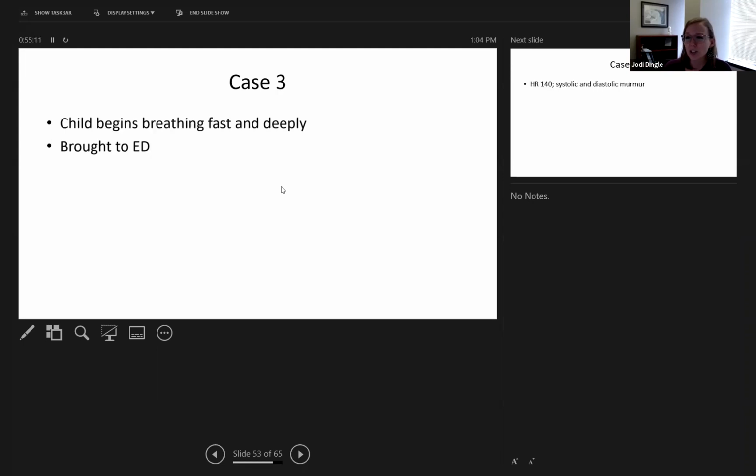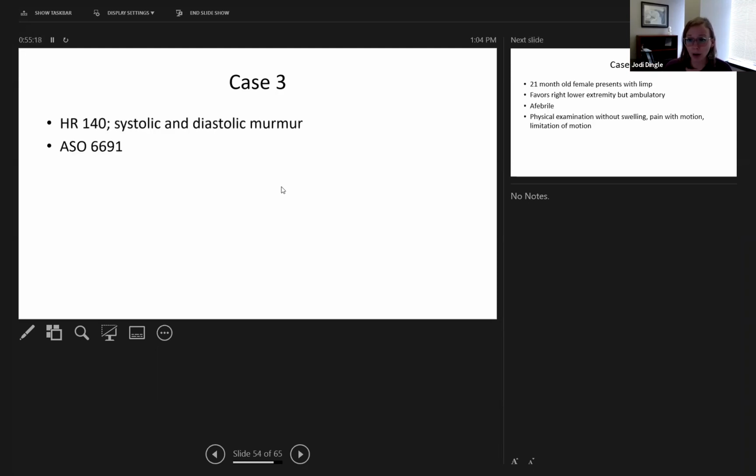So lo and behold, she starts breathing fast and her parents are worried about it. So they take her to the ER, where she's tachycardic and has a significant murmur. And her ASO is through the roof, so sky high. So this is a case of acute rheumatic fever with cardiac involvement. So it definitely declared itself eventually. Not everybody with acute rheumatic fever will have cardiac involvement. But I think that a takeaway point here is that naproxen can mask the migration of the joint pain.